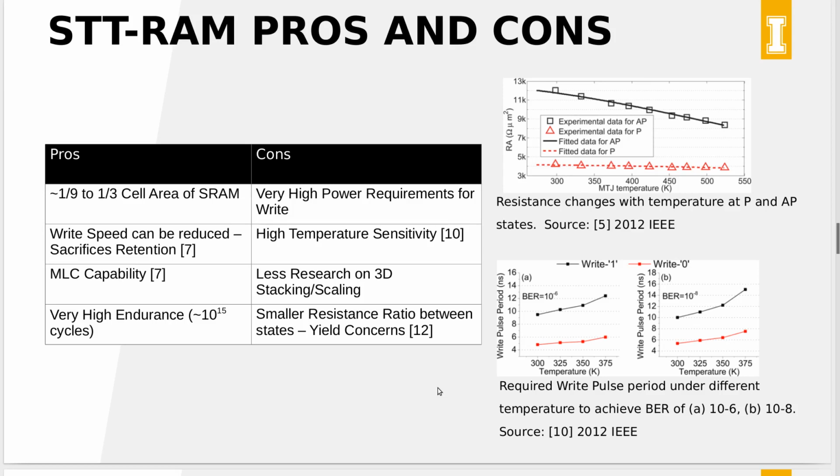There's less research on 3D stacking and scaling. It does look as though it's theoretically possible to do 3D stacking with it, but again, the limitation is the selector device needs to be able to take the high power requirements that the write has. Additionally, there's a smaller resistance ratio between the high and low resistance states compared to other resistive-based emerging memories. This translates into yield concerns. So will it be able to be scaled for cost efficiencies?